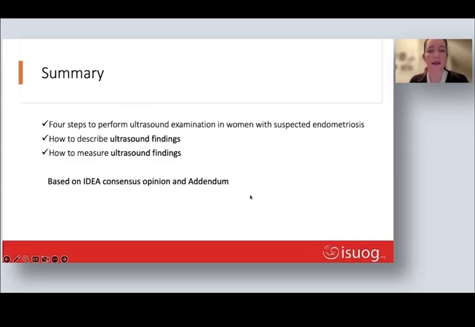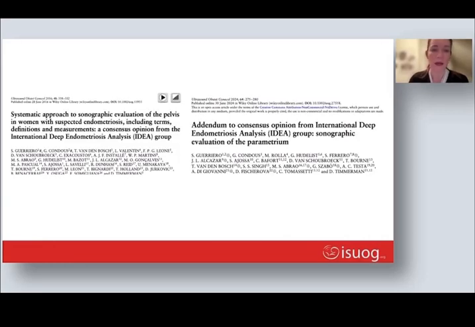So to summarize, I have shown you now 4 steps for how to perform an ultrasound examination in women with suspected endometriosis. I have also talked about how to describe and measure the ultrasound findings based on the IDEA consensus opinion and the recently published addendum. I recommend you download these papers, use them in your clinical practice, and perform the assessment in the 4 steps as recommended by these publications.